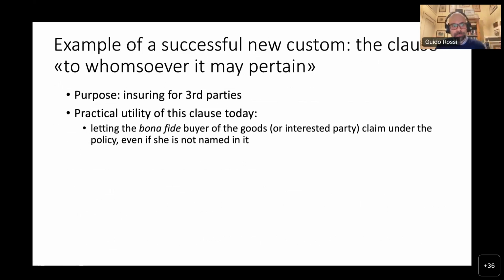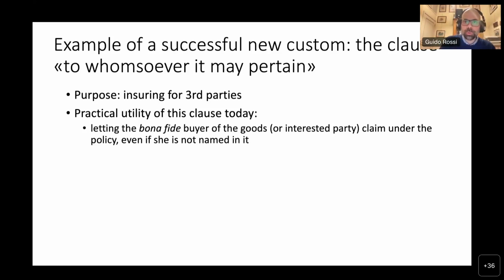I'll give you just one example of one of such clauses. This is actually a case in which this system worked, because this clause, which was coming from Antwerp, was accepted by the English market without too much of a fuss. In the space of 15 years, litigation abates on this specific point. It is the clause "to whomsoever it may pertain." What's the purpose of it? The purpose is to be able to insure something which belongs to someone else. So I can insure your car, basically, without disclosing who you are, which can be very useful in certain times.